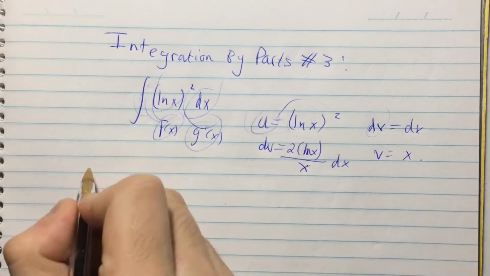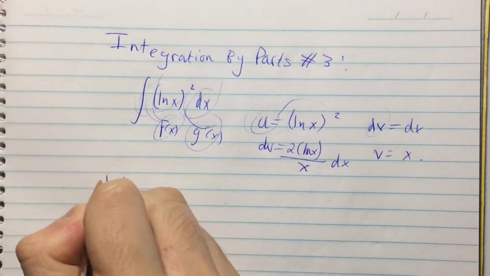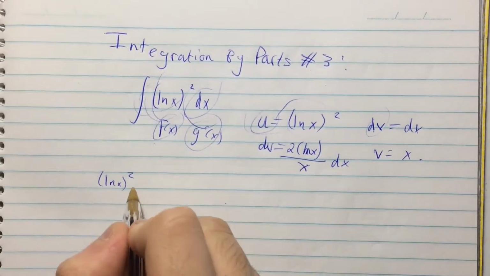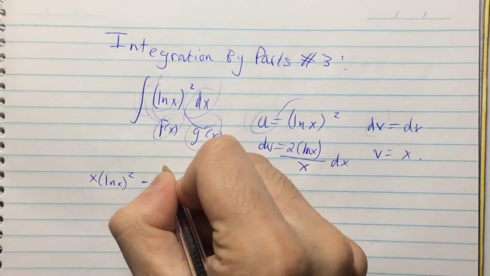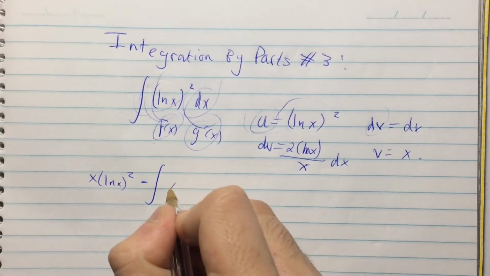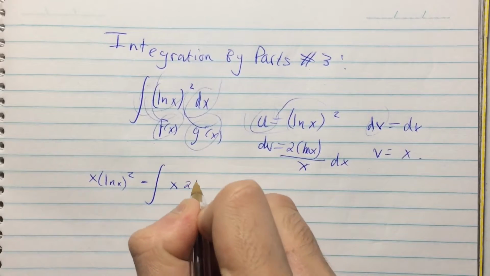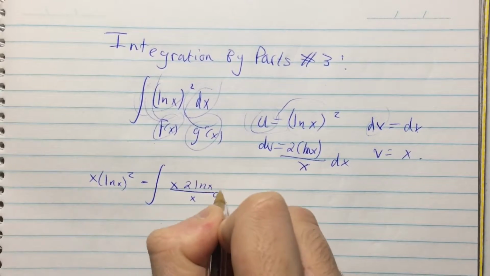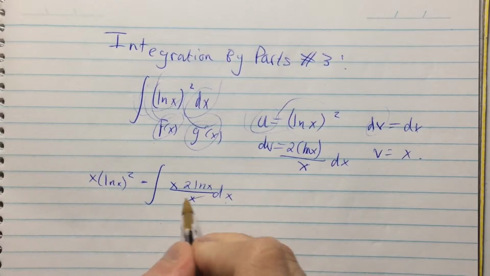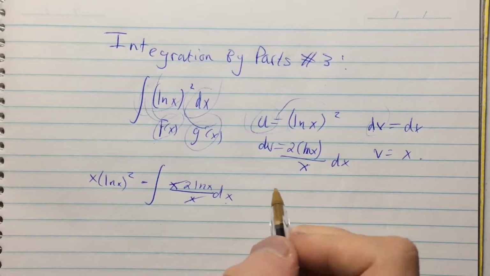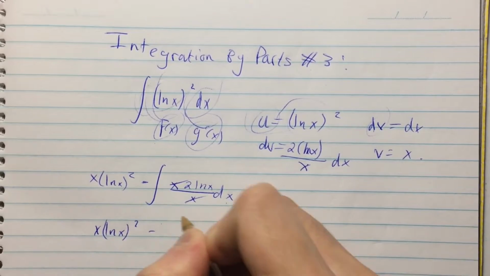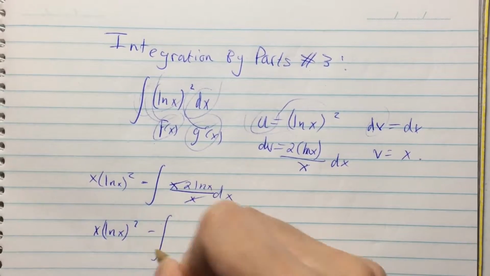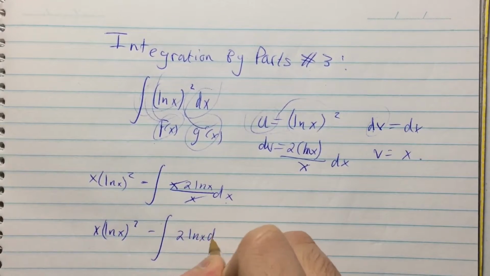So u is ln of x all squared, and v is x. So I'm just going to bring the x out the front because it looks more aesthetic. Minus the integral of v du, which is x, and du is 2 ln of x all over x dx. Now I'm going to rewrite the integral. So minus the integral of 2 ln of x dx.